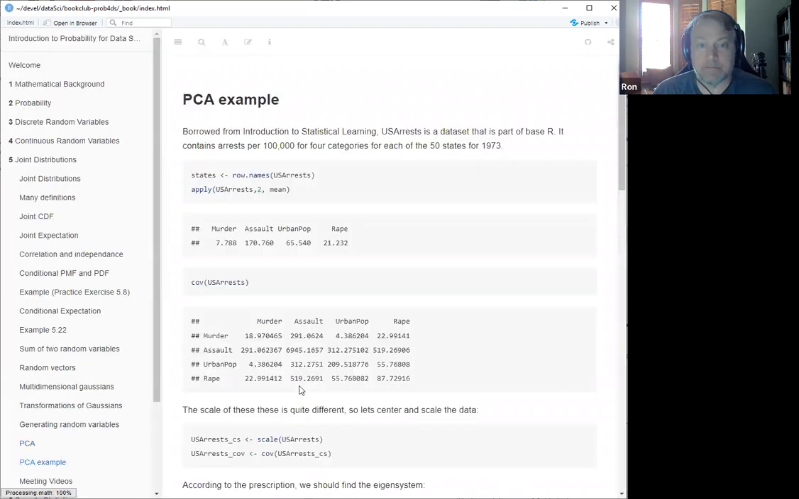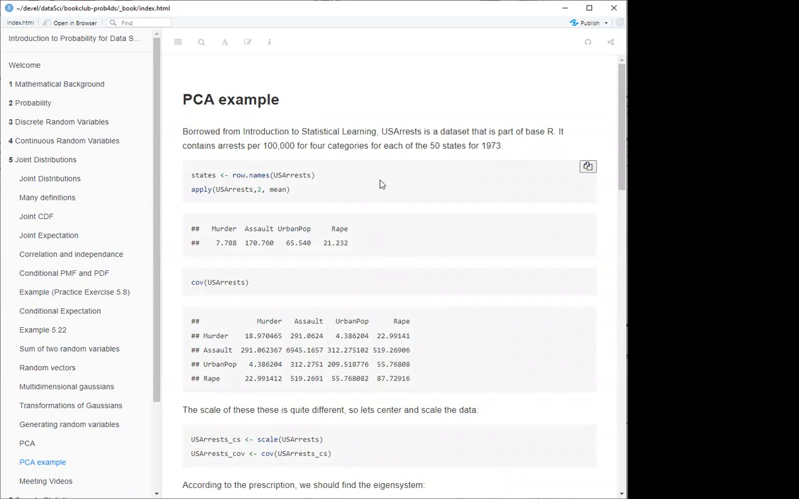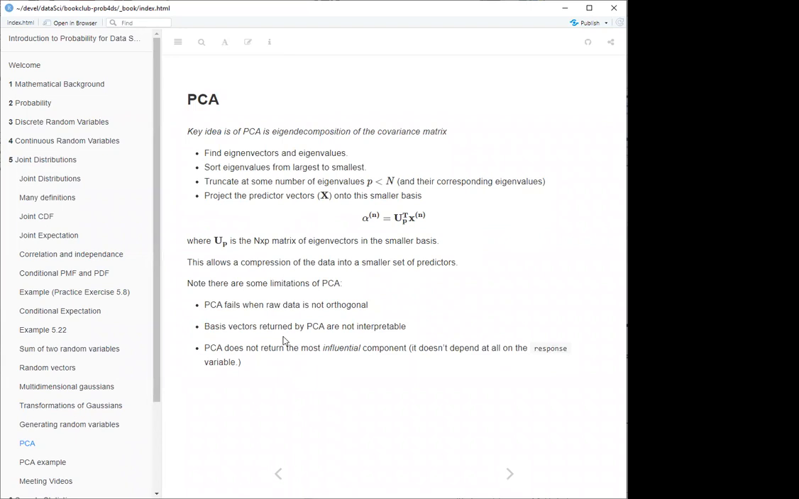So just to try to make that a little more concrete, I took one question from the previous slide. When they talk about PCA failing when the raw data is not orthogonal, do they mean the actual tabular data frame that one has? Is that the raw data?